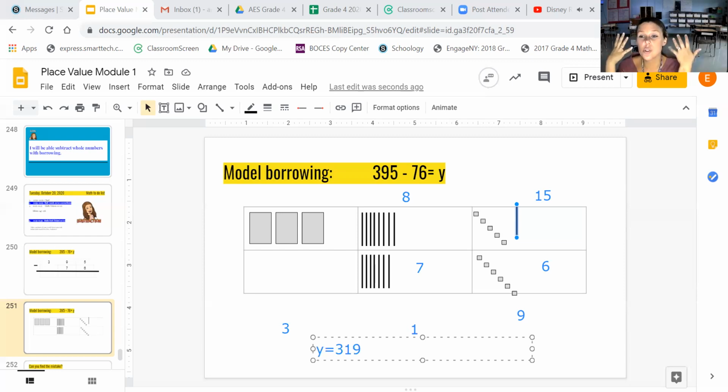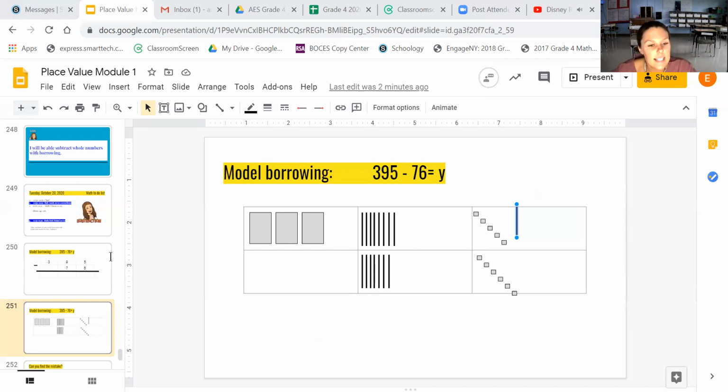So I just wanted to reiterate how to borrow and how we're taking from other place values. My friend Miss Wood always says that if you have to borrow money, right? We didn't have enough money in the ones place, so we had to go to the bank and borrow some money. So that way we could subtract. Okay, let's continue on.